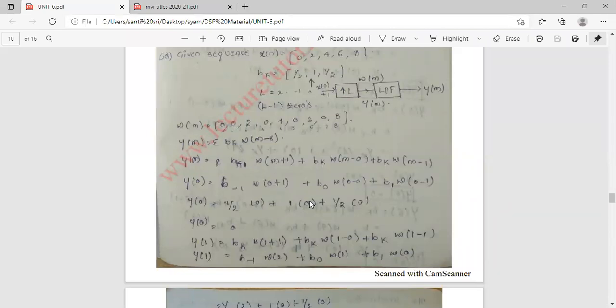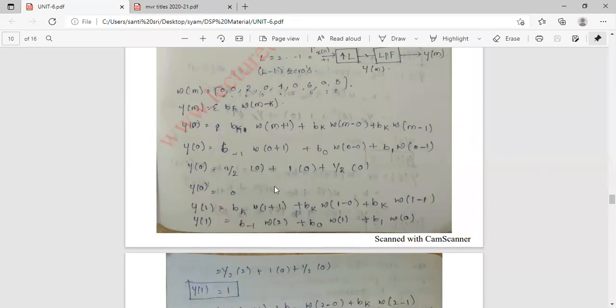Okay, plus b0 is 1, 1 into w of 0, value is also 0. Then 1 by 2 into w of minus 1, w of minus 1 value is also 0, right? So all are zeros here, so y of 0 is 0. In the same manner we can find out the values of y of 1, y of 2, y of 3, y of 4, y of 5, y of 6, y of 7, and y of 8, right?